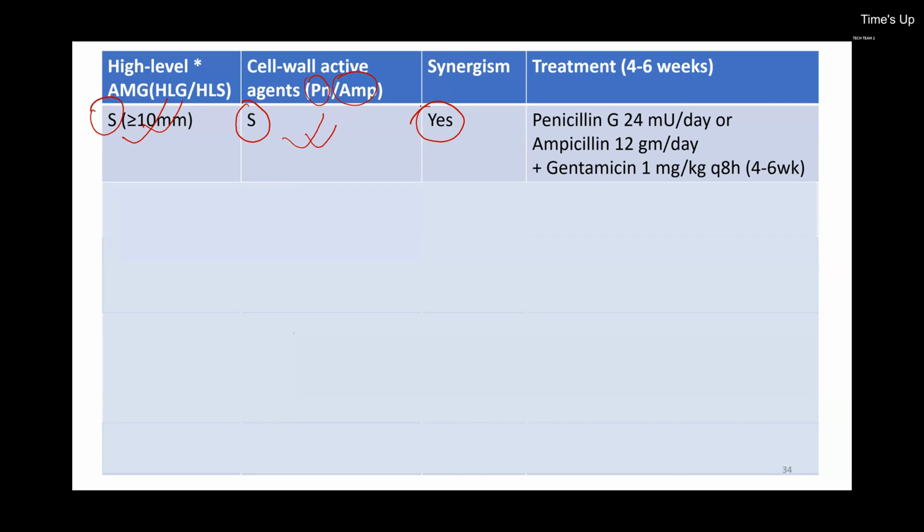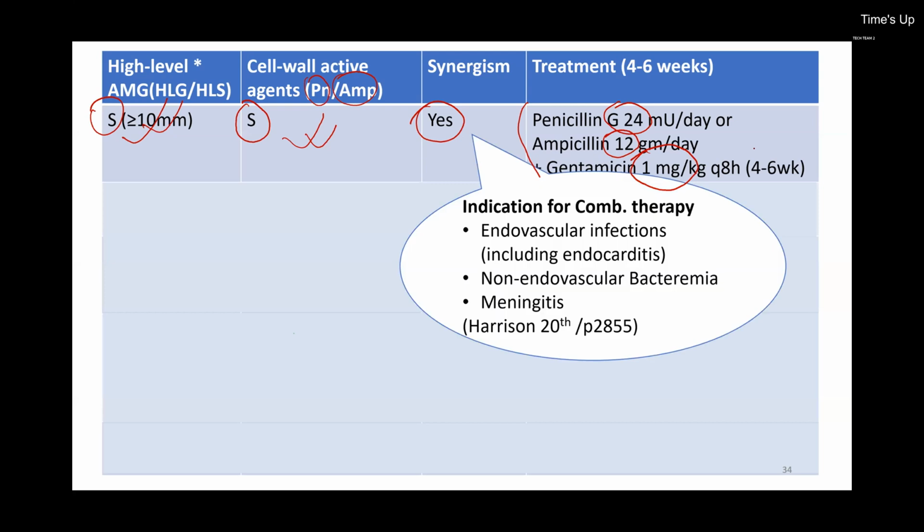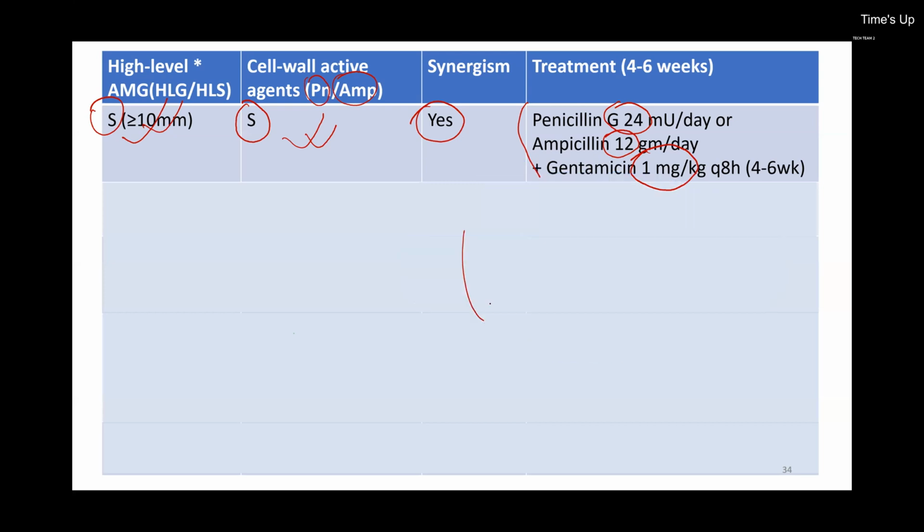So what is the recommendation for those? I'll tell you, combination therapies we give in only serious enterococcal infections, that is meningitis, infective endocarditis or other endovascular infections, or serious non-endovascular bloodstream infections. We give a usual dose of penicillin G, a routine dose of ampicillin, standard dose, along with a standard dose of gentamicin. Okay, I've already told the indications.